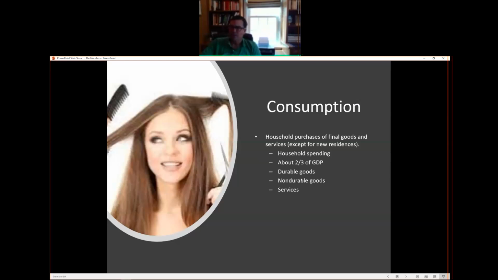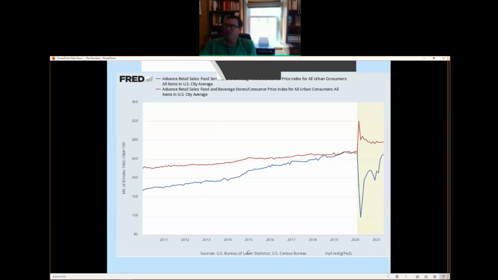Non-durable goods would be like food, toiletries, stuff like that. And then, of course, services are part of GDP because they create income for people. So that could be going to get your haircut, or an accountant, or any kind of service you might go to. Now, I made this chart.